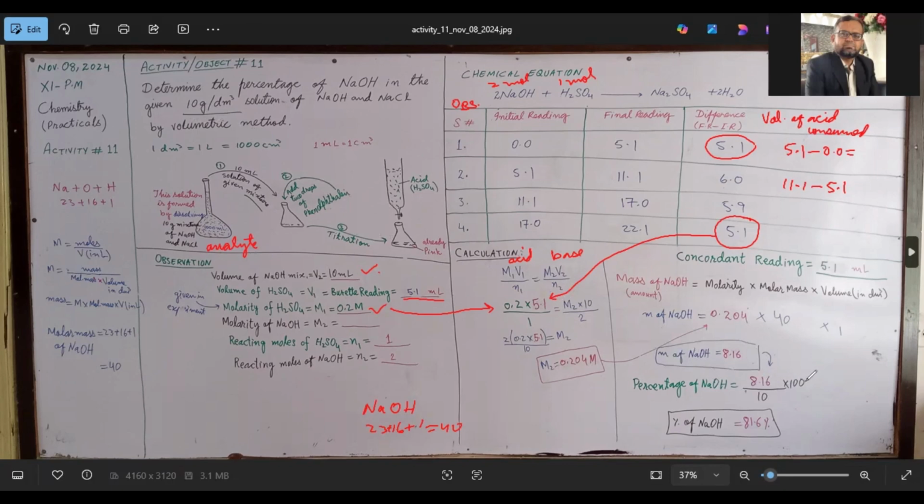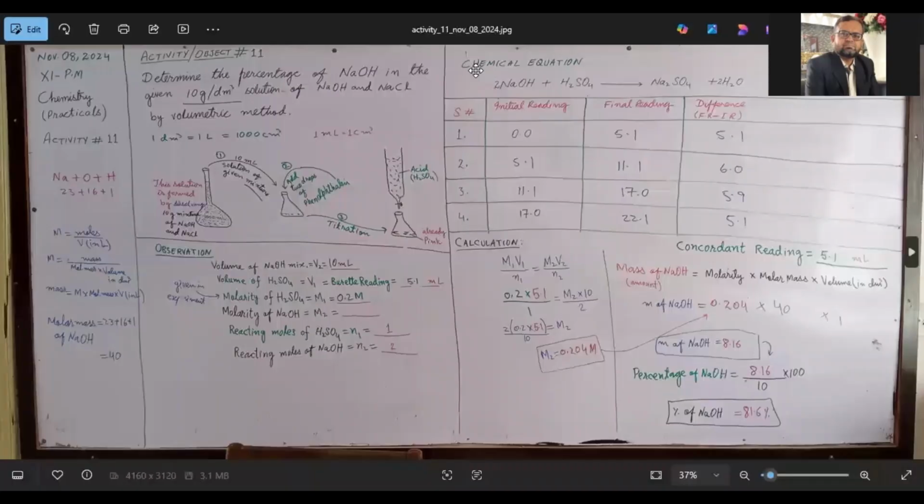So 8.16 multiplied by 100 divided by 10. This is 81.6 percentage. So the percentage of sodium hydroxide was 81.6%. Okay, so the given sample that was given to us, it contains 8.16 gram of sodium hydroxide that is equivalent to 81.6 percentage. So that was our target.